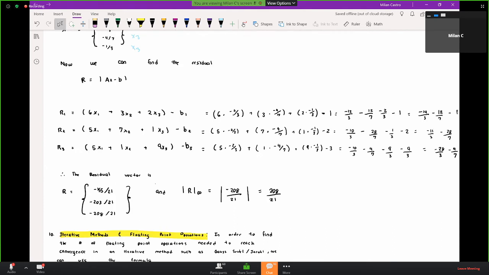And then we are looking for the residual infinity norm. So the residual infinity norm is the absolute value of the highest magnitude value in the vector, which ended up being 208/21.